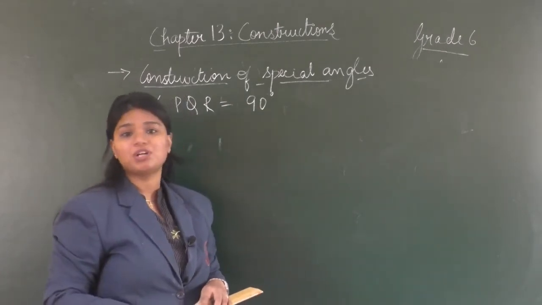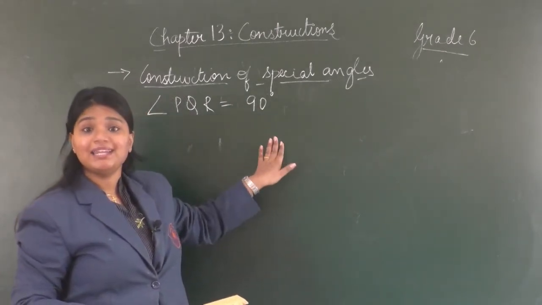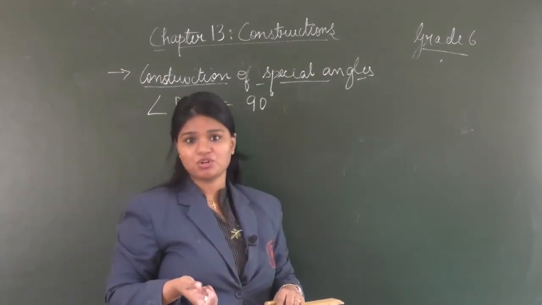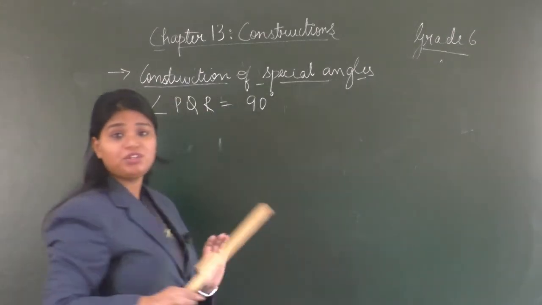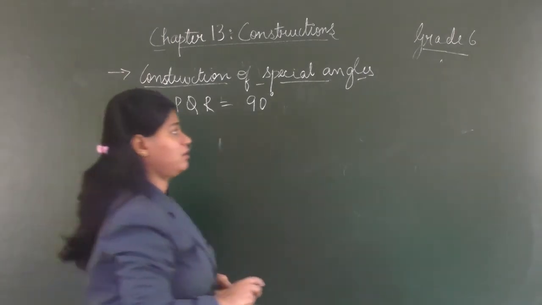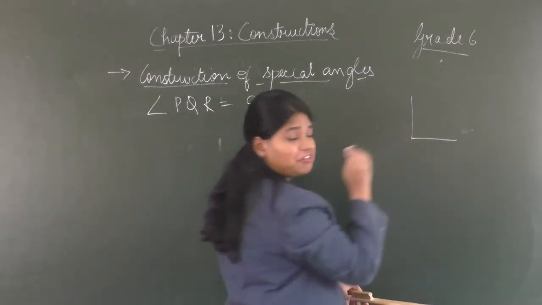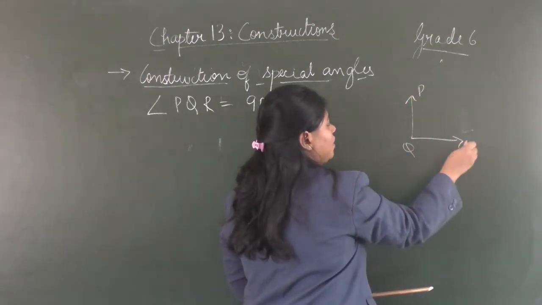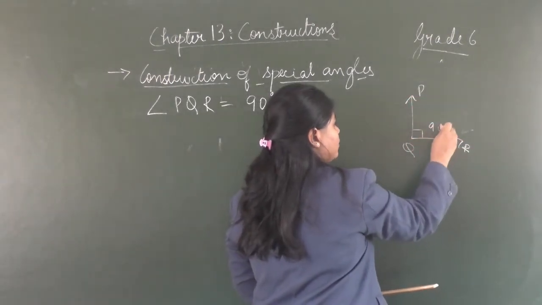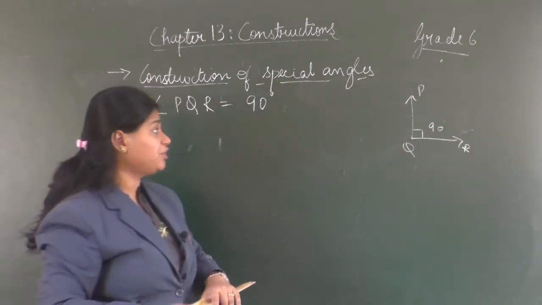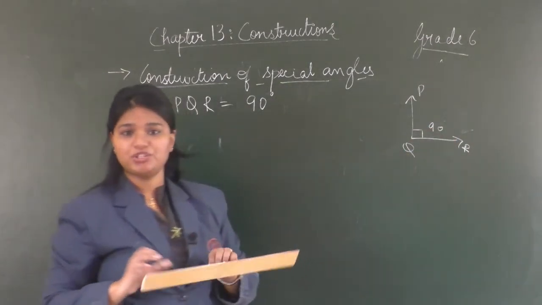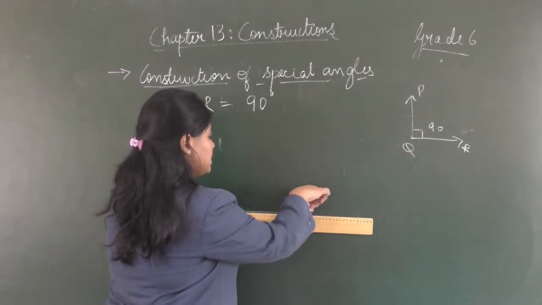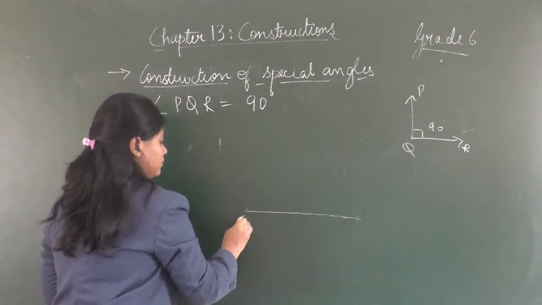We learned how to construct an angle equals to 60 degree, an angle equal to 120 degree. Now let's learn how to construct an angle equals to 90 degree, that is the right angle. So first let's draw the rough sketch of it. So we need to draw an angle PQR, right? So this is a 90 degree angle or a right angle. So it is PQR. So the first step, that is you need to draw the base arm. So I will use the ruler to draw the base arm, that is QR.